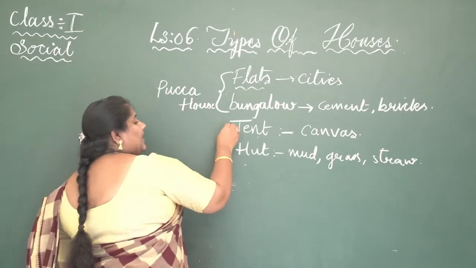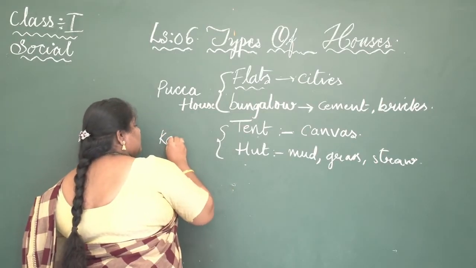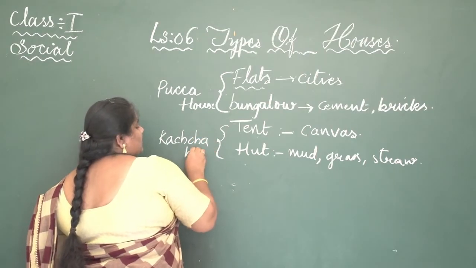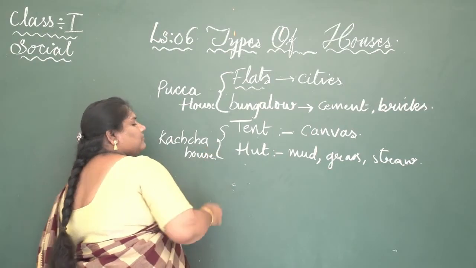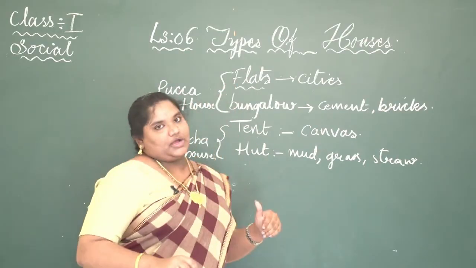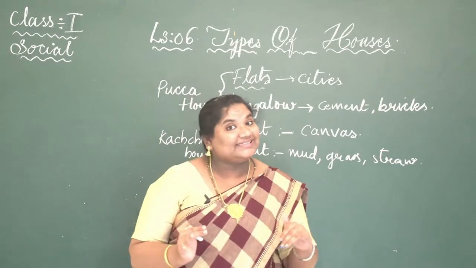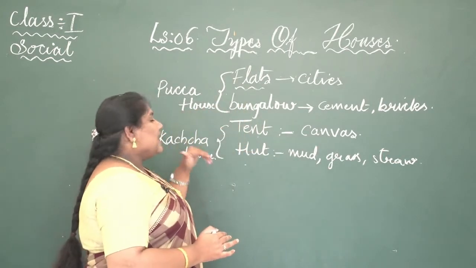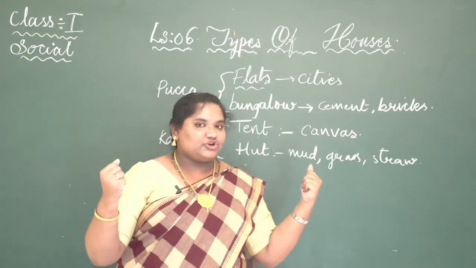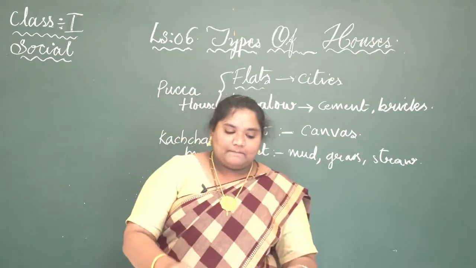Then these tents and huts are kacha houses. What are they? Kacha houses, which are not that strong compared to a pakka house. So we have two types of houses. What are they? Pakka houses and kacha houses. Pakka houses are very strong, whereas kacha houses are weak compared to pakka houses.